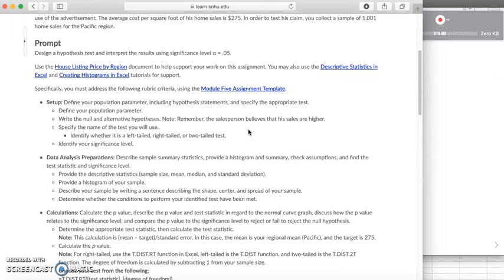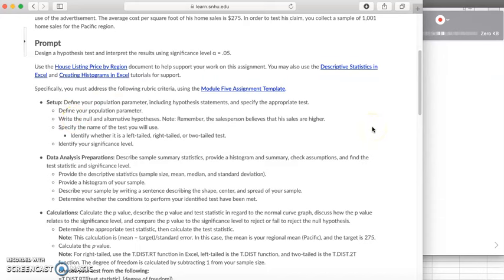Because a lot of people I've seen in the past have said that their 1,001 observations are the population parameter. No, the parameter is going to be the mean. The population is the Pacific region, right? The mean price per square foot. The 1,001 observations that we're sampling, that's our sample. That's not a population parameter. That's our sample.